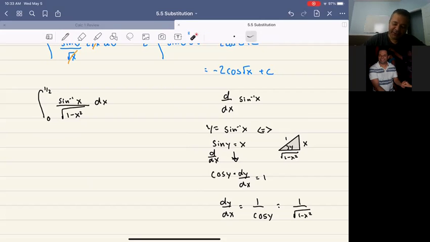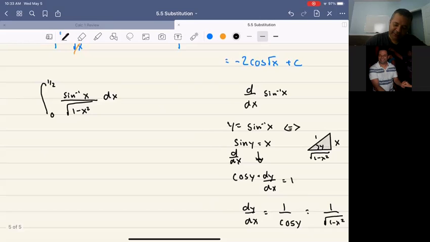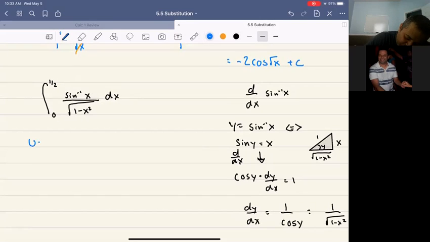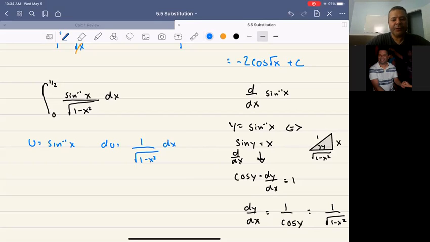So what does that have to do with this? Look at that. Let's let u equal sine inverse of x. Then du, the derivative of sine inverse, is 1 over square root of 1 minus x squared dx. So we're going to take the integral. Now, sine inverse of 0 is 0, right? Sine of 0 is 0, that's fine.